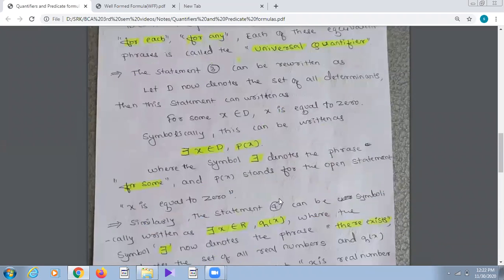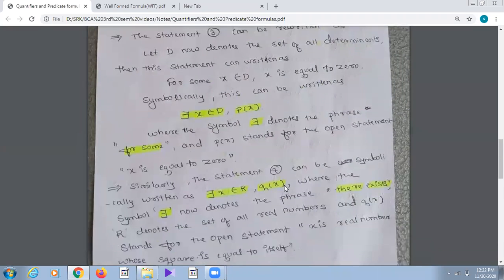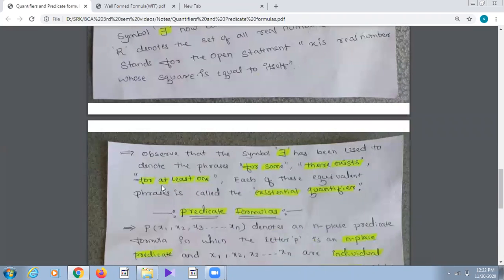Next, the existential quantifier, that is for some, there exists, at least one. So these phrases are telling about some part of the quantity, not about all. So this is telling that some part of the quantity is matching something. So that is the existential quantifier, and this symbol is this.